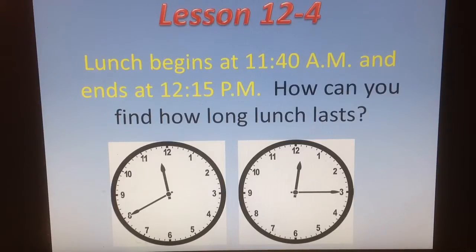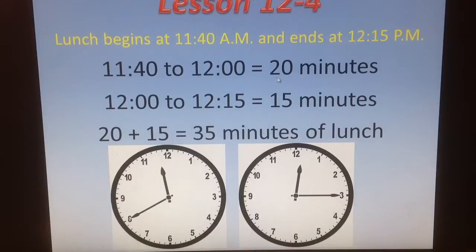My students explained that you could count the 5-minute sections from 11:40 to 12, so you could count 5, 10, 15, 20. That would take you to 12 o'clock. And then you could also count the 5-minute sections from 12 o'clock to 12:15. 5, 10, 15. Then you've got your 20 minutes from 11:40 to 12, and you've got 15 minutes from 12 to 12:15. Add those two groups of numbers together to find how many minutes of lunch altogether.